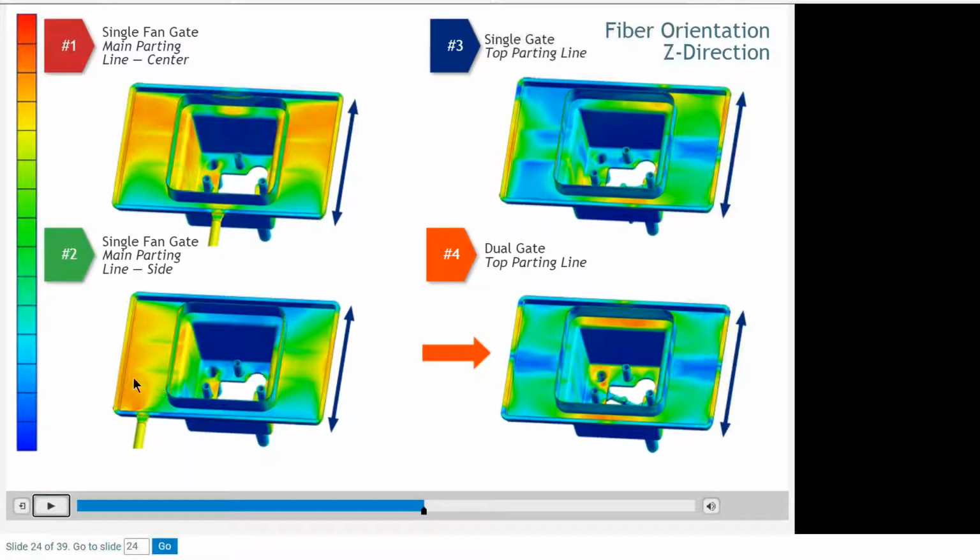It's very clear. This is highly aligned in what we call the Z direction here, because the gate is here. So it has to be aligned. With the center fan gate, most of the material here will be aligned in the opposite direction in the X, but then aligned in the Z, like we have. This is pretty symmetrical, actually. But the most symmetrical one is the dual gate.